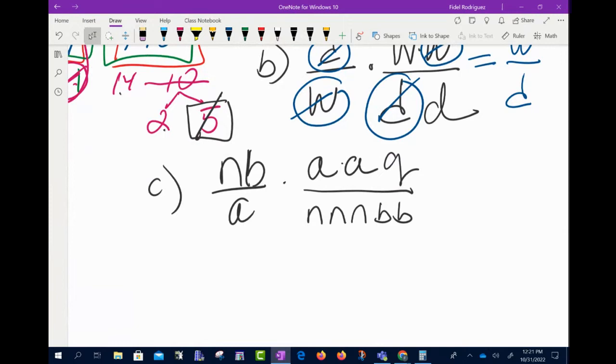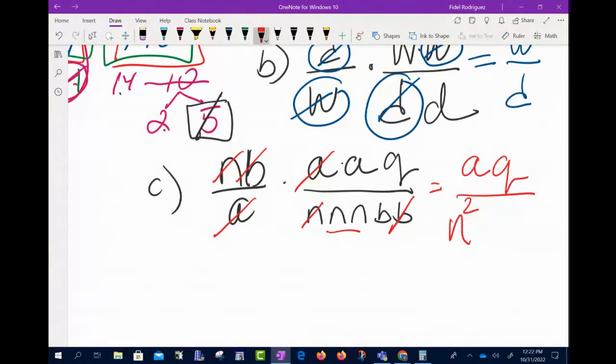Okay, and now all I'm gonna do is start figuring out what I can cancel. So look, this N on the top will cancel with one of those. This A in the bottom will cancel with one of these over here on the top, okay? And then this B on the top will cancel with one of those B's, okay? So what are we still left with upstairs? We still have an A, and we still have a Q. On the bottom, if we have 2 N's, hey, that's really the same thing as N squared, and we're still left with the letter B, right?